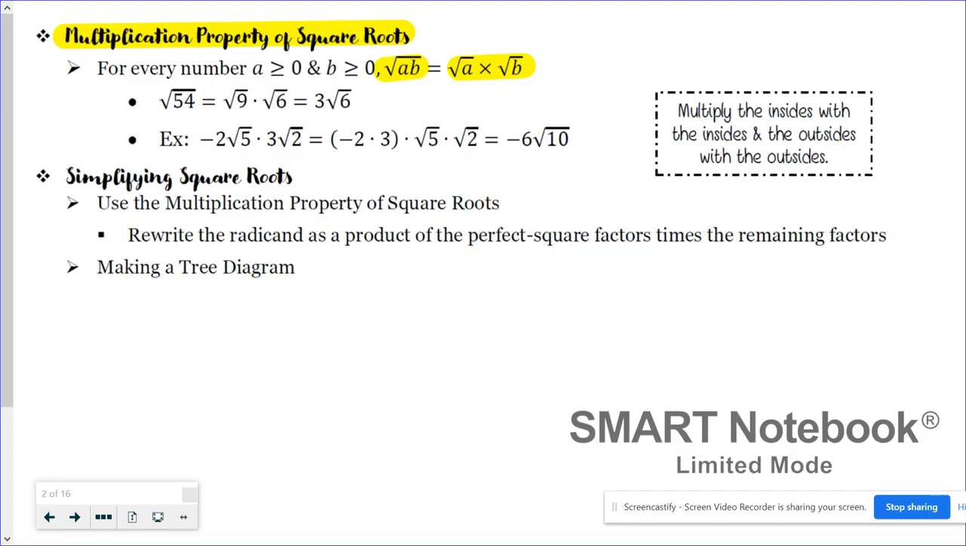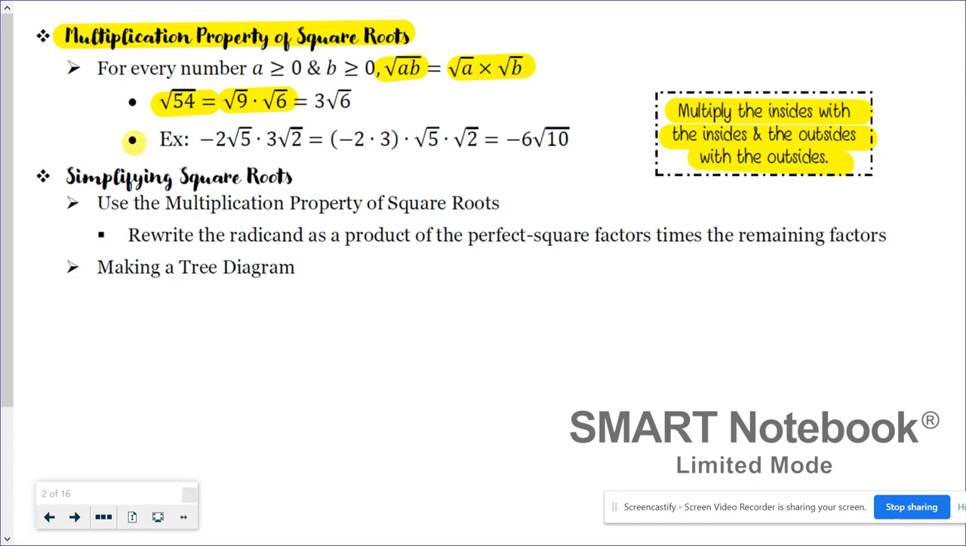inside, okay? And so here they're saying, if you take the square root of 9 times the square root of 6, this equals the square root of 54. If you've got numbers inside and outside of your radical symbols, you're going to multiply the insides with the insides and the outsides with the outsides.